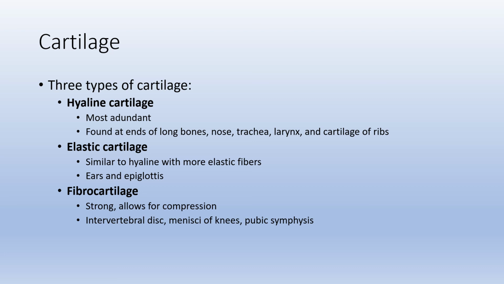Elastic cartilage. We will find elastic cartilage in the ears as well as the epiglottis. The epiglottis is a leaf-shaped piece of cartilage found in the throat that will deflect food and water away from your windpipe. And the last type of cartilage is known as fibrocartilage. This type is great for compression.